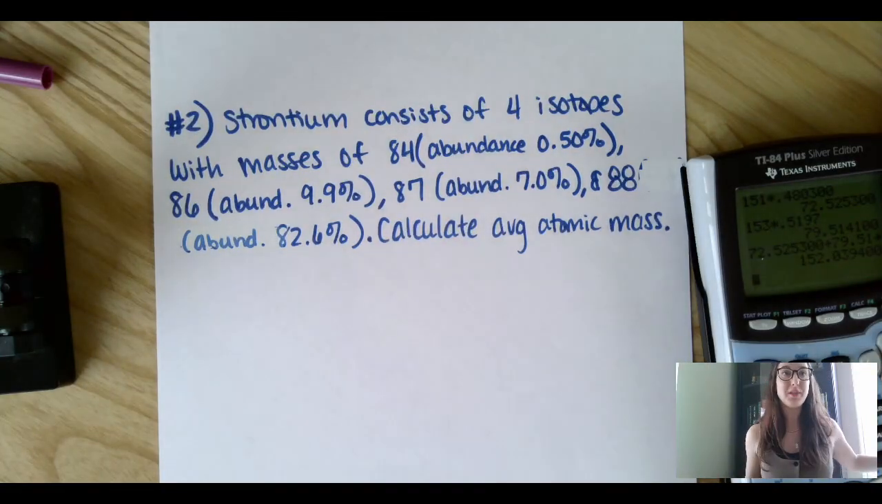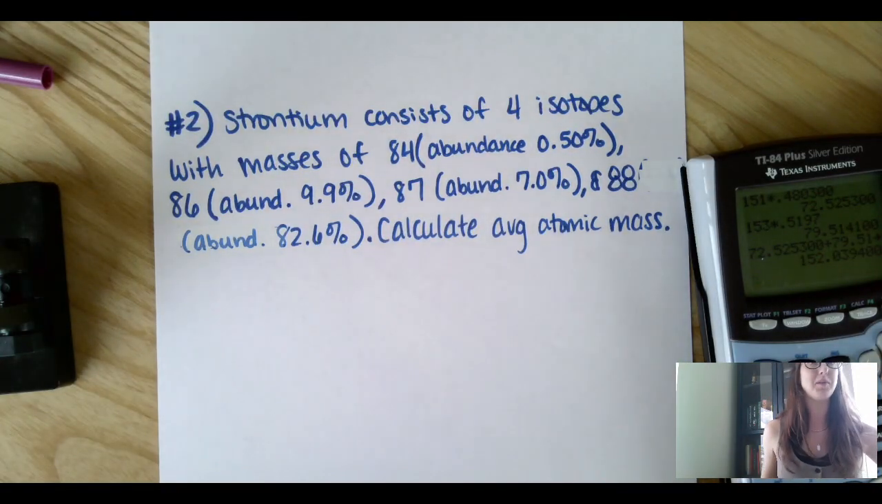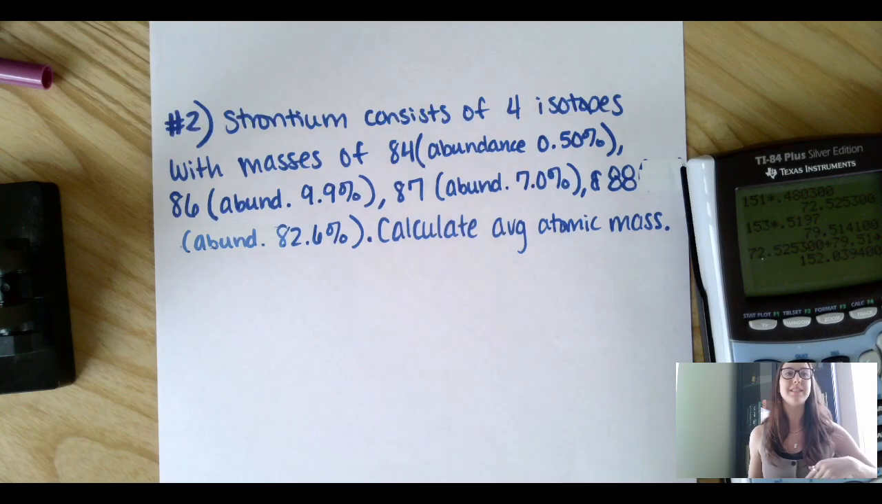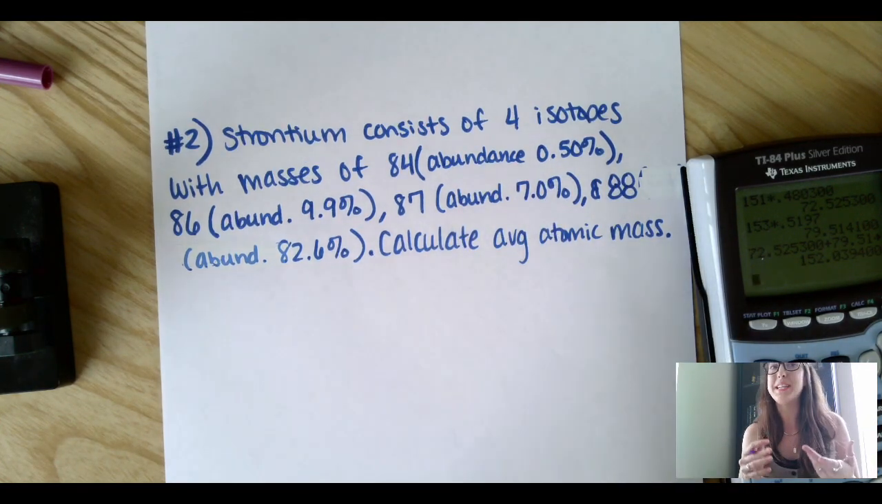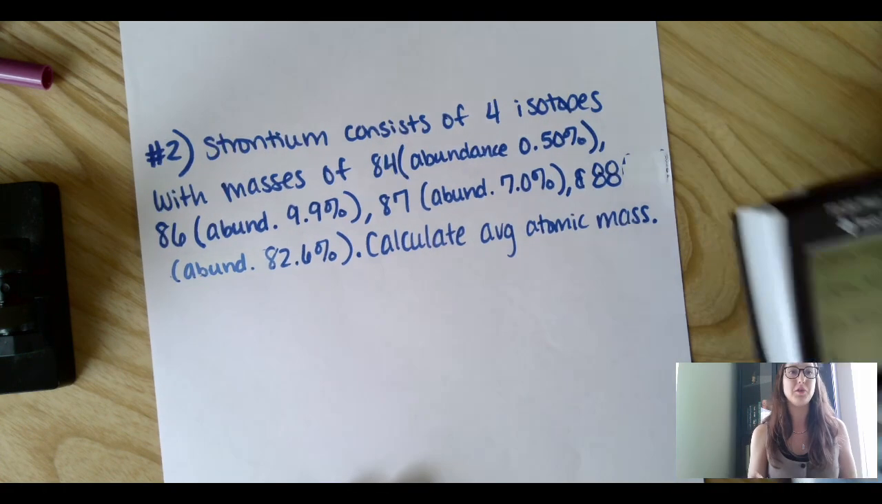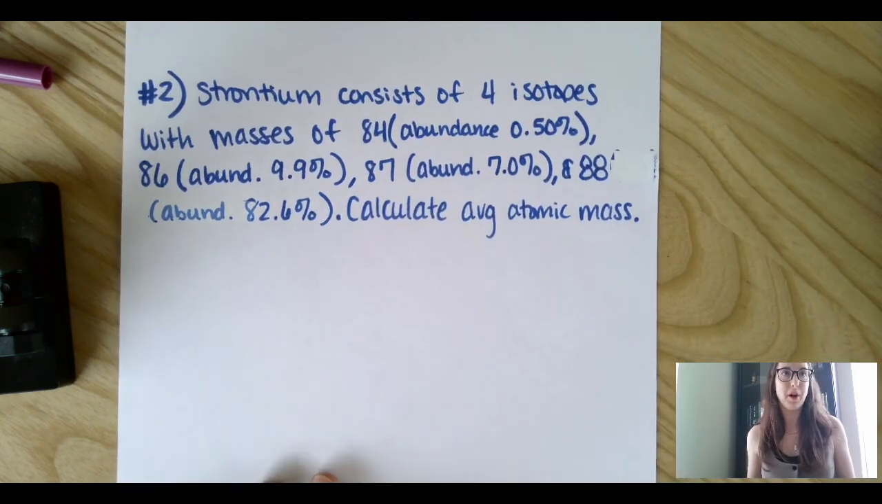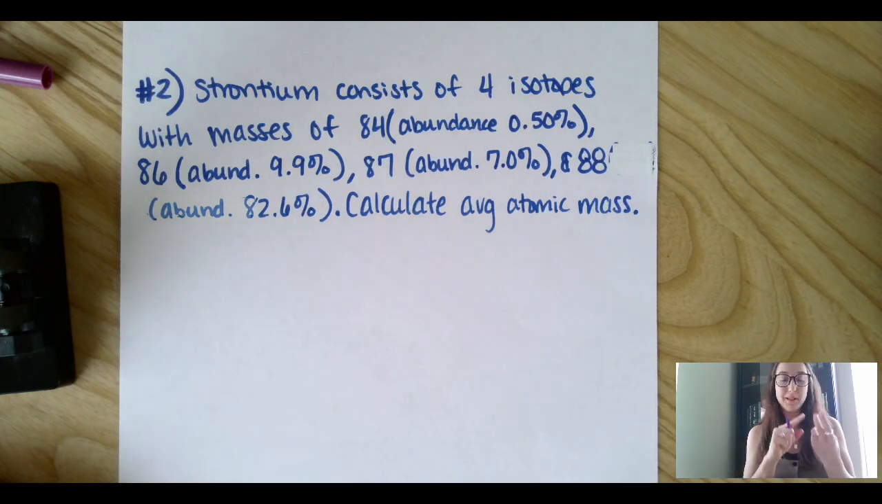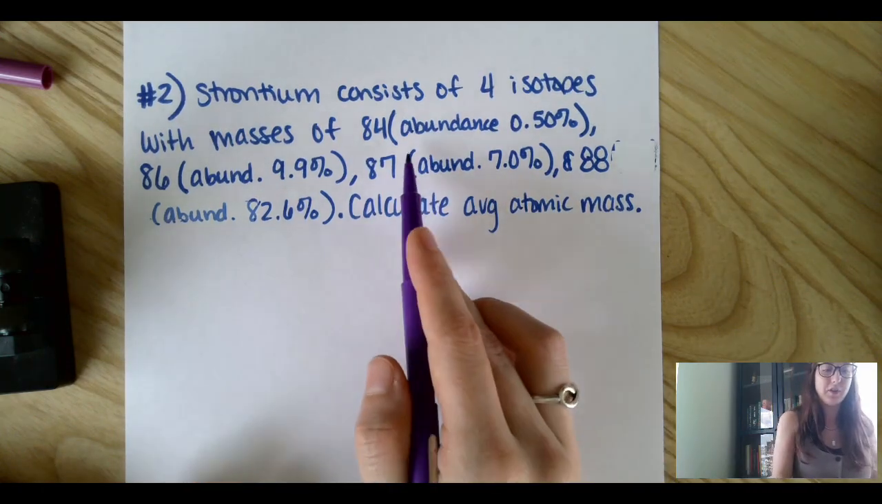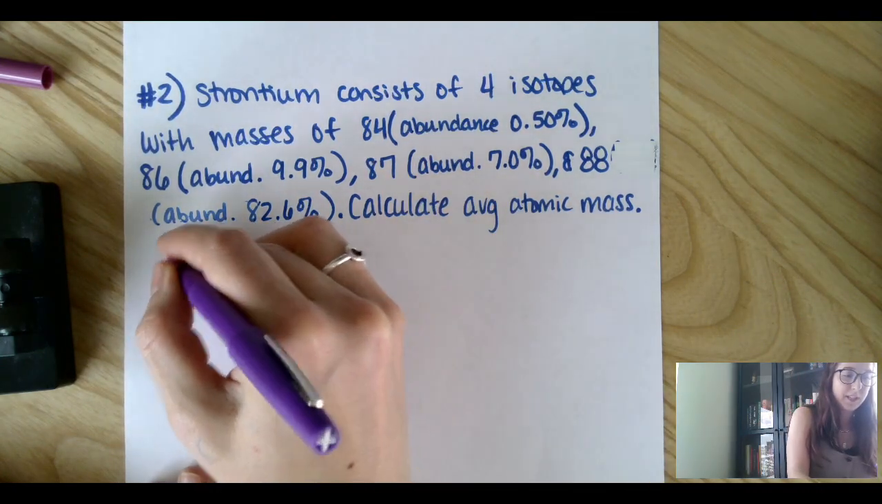Number 2, strontium consists of 4 isotopes with masses of 84, 86, 87, and 88. In parentheses here, they give us the percent abundance of each of those isotopes, and calculate the average atomic mass, okay? So again, same formula. Take the mass, multiply it by the decimal form of the percent, add them all together, and you get your average atomic mass.